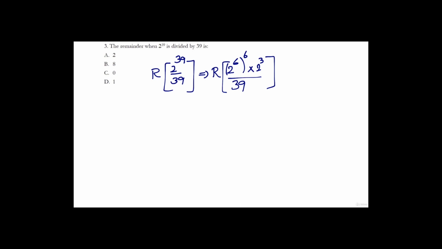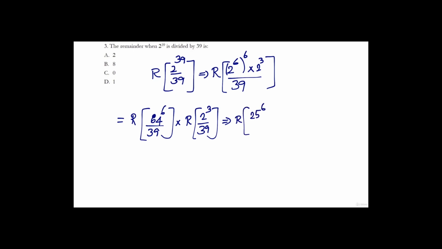Now 2 power 6 is 64. According to the remainder theorem, it becomes the remainder of 64 power 6 divided by 39 into the remainder of 2 power 3 divided by 39. So this further reduces. 64 divided by 39, the remainder is 25. So the remainder of 25 power 6 divided by 39 into the remainder of 8 by 39.